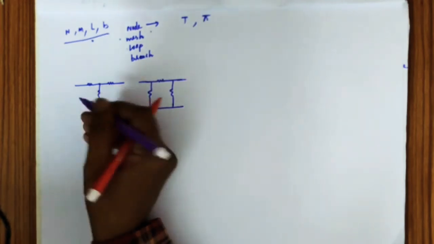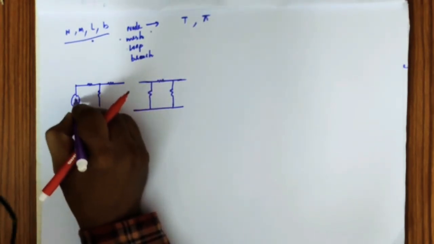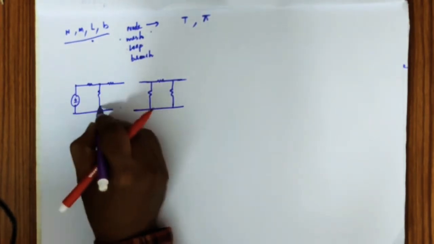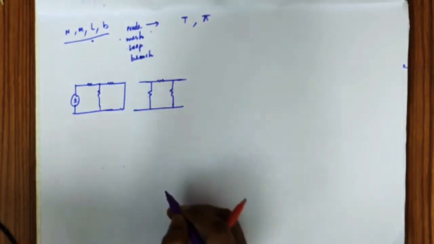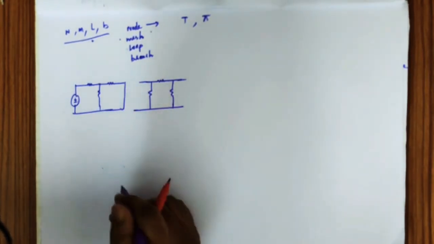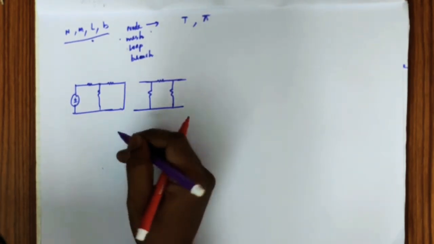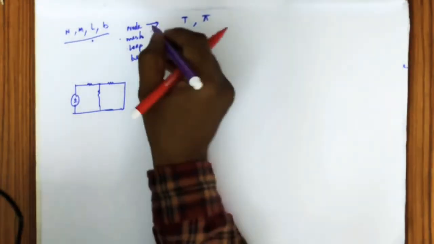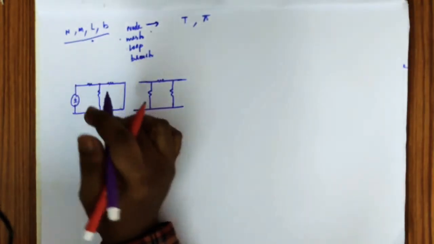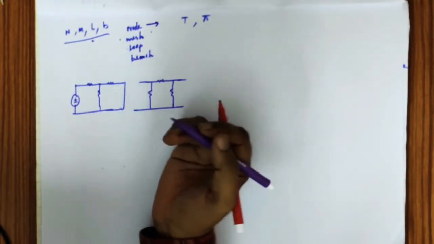So for this source, I'm keeping one load. Let us say one source I'm keeping, and I shorted this circuit. For this, I want to find the number of meshes, number of nodes, number of loops, and number of branches. So a node means when two or more elements are connected together, it is called a node.